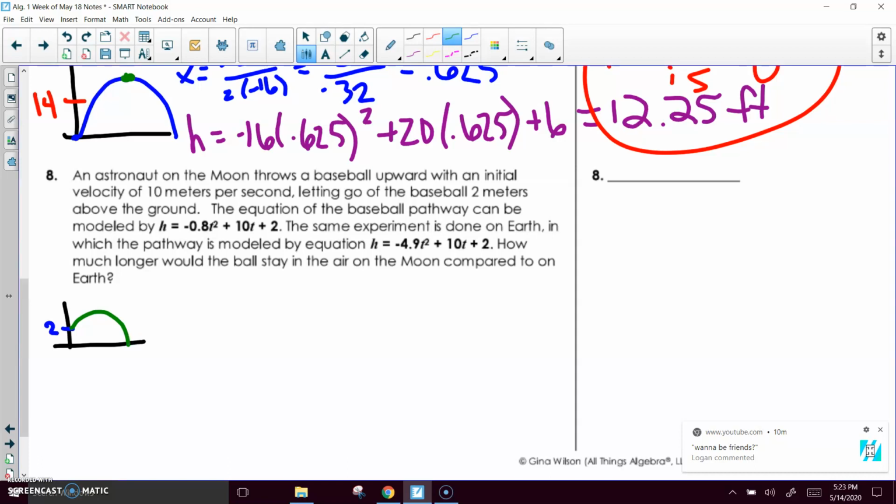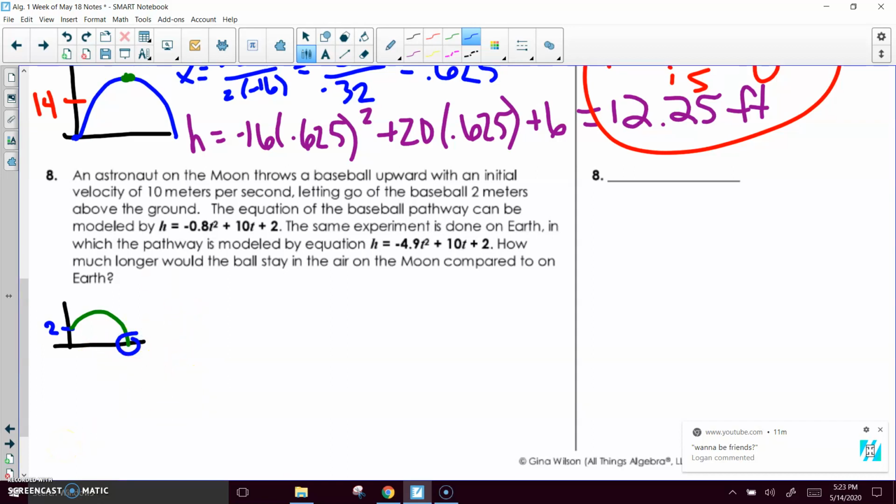The equation of the baseball pathway can be modeled by that equation. The same experiment is done on Earth, in which the pathway is modeled by the equation of that. Okay, so my graph is going to look a similar shape, but we know that the moon has very little, if no gravity, and so it's going to take a longer time to stay in the air on the moon than it will on Earth. So the question says, how much longer will the ball stay in the air on the moon compared to that of the Earth? So I need to know in both situations, when will my ball reach the ground?